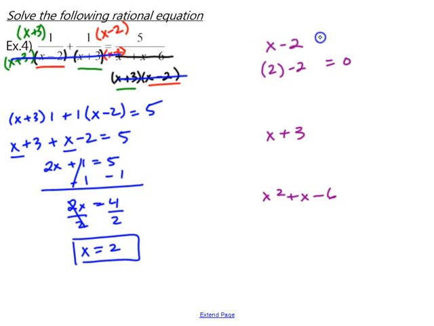So since this denominator equals 0, we actually don't even have to check the other two denominators, because as soon as one of the denominators is equal to 0, we can go ahead and cross out that solution. So since x equals 2 was our only solution, but because it makes a denominator equal to 0, we actually have no solution for this rational equation.